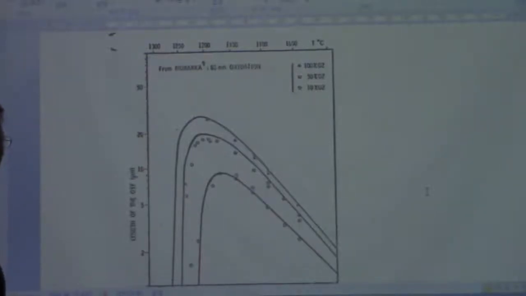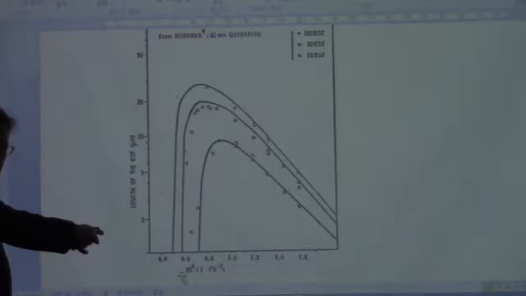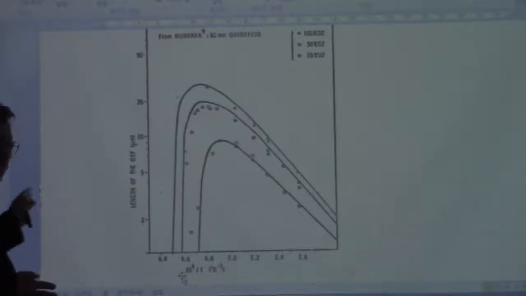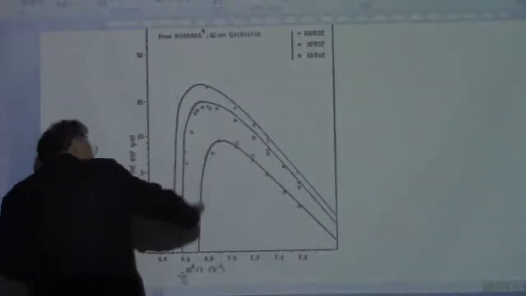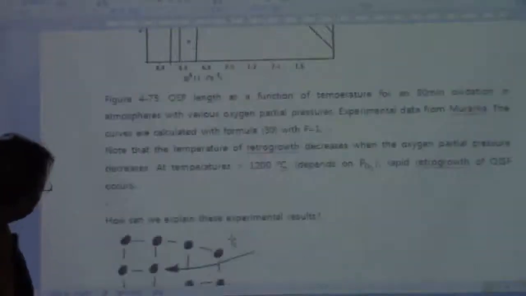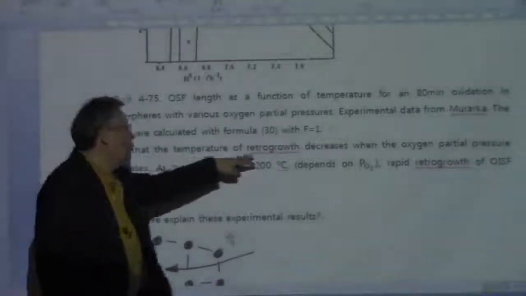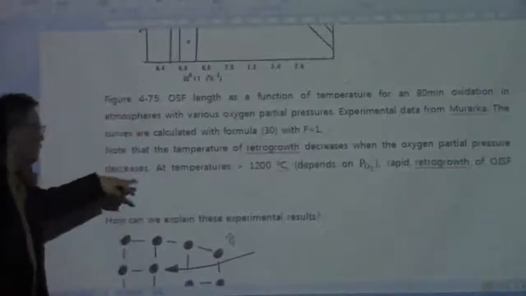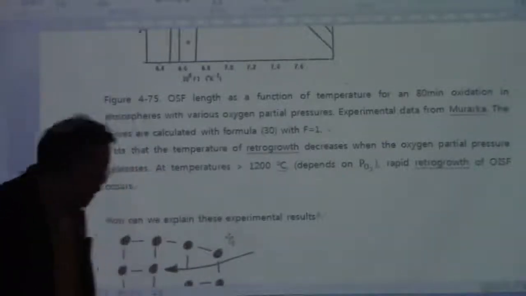The length of OISF and then oxidation concentration, you can see generally when you go to the high temperature, the x-axis is the reciprocal of the temperature. So if you go to the left-hand side of this figure, it means that we increase the temperature. And then the OISF, the stacking fault grows with the time, and then suddenly the growth has been stopped. And it decreases with the oxidation. So note, the temperature of retrogrowth decreases as the oxygen partial pressure decreases. And at temperatures beyond 1200 degrees Celsius, rapid retrogrowth of OISF can be observed.